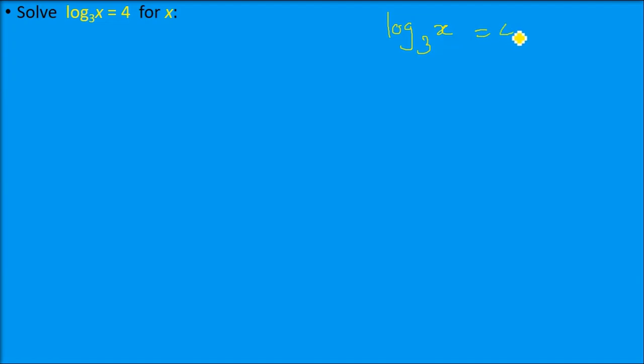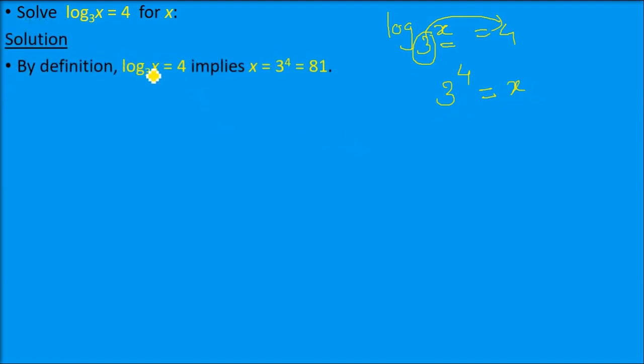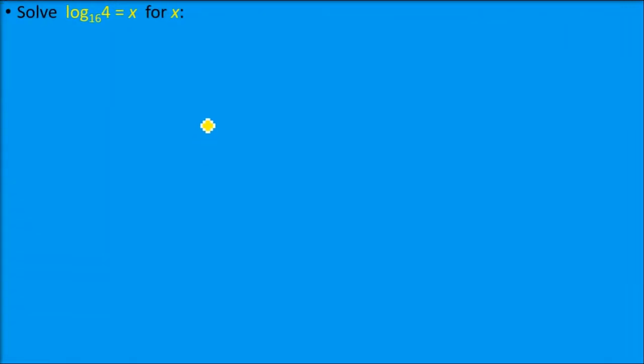Log base 3 of x is given as 4 in this question. This simply means 3 is the base, so 3 to the power of 4 is x. 3 raised to the power of 4 is x. We just have to take the base 3 and the power 4. That is going to be 81.